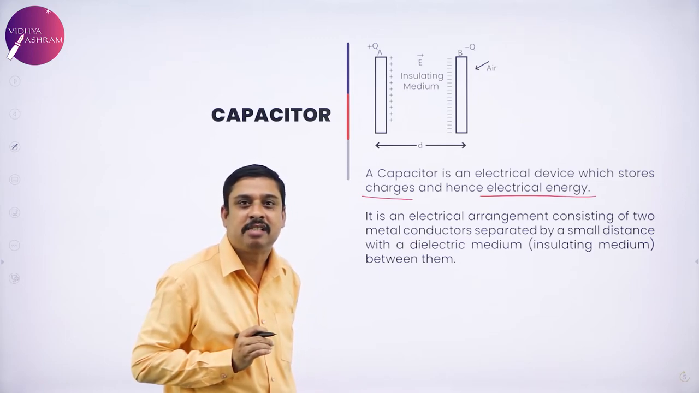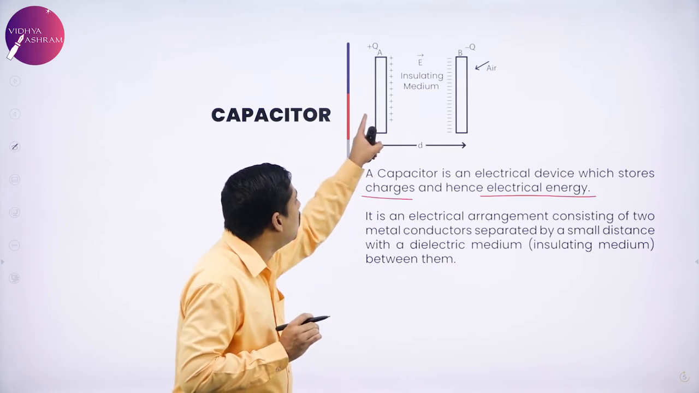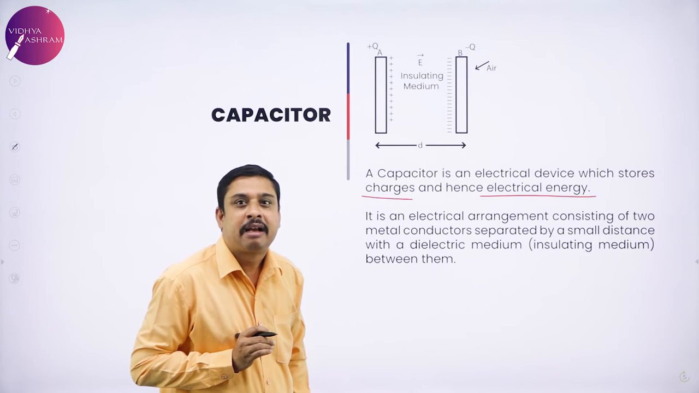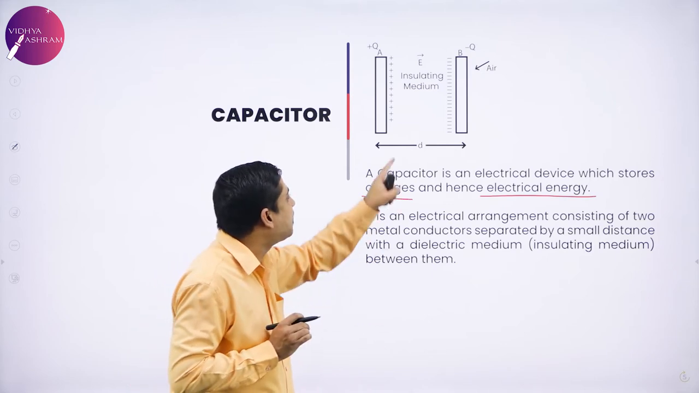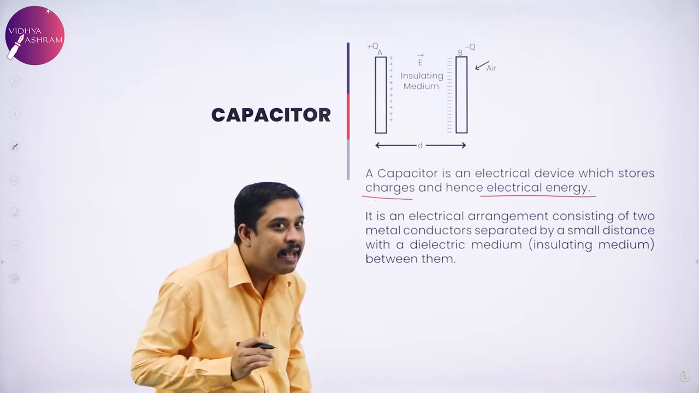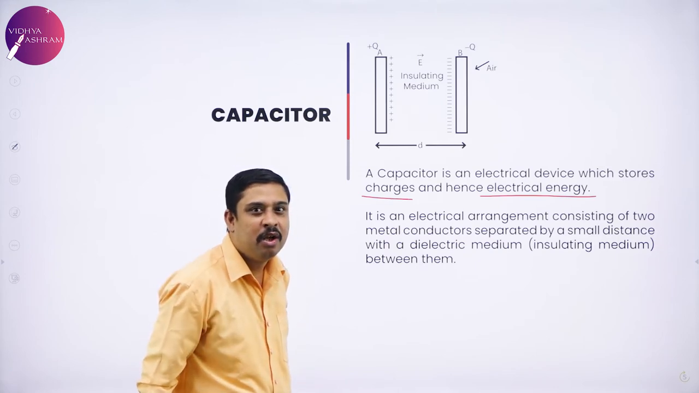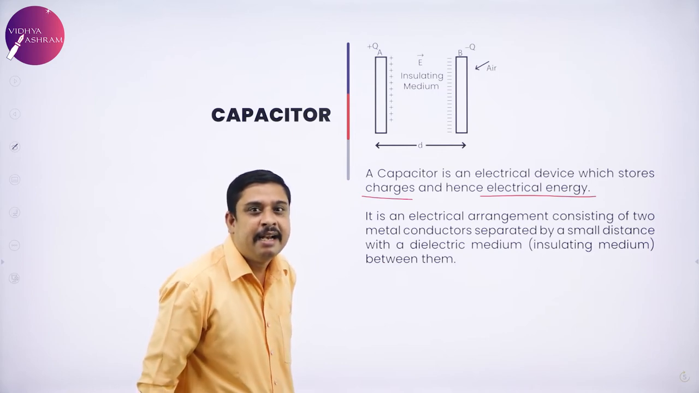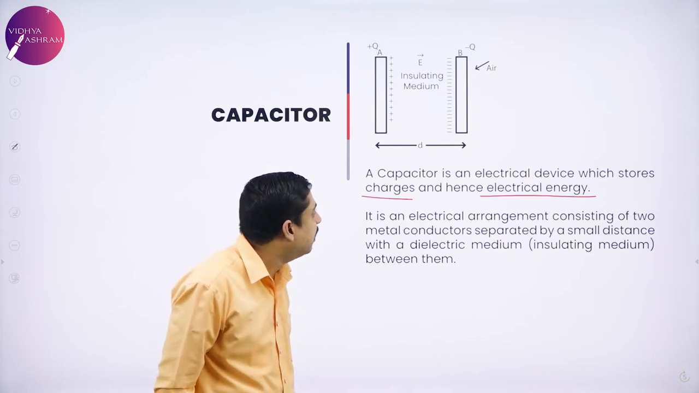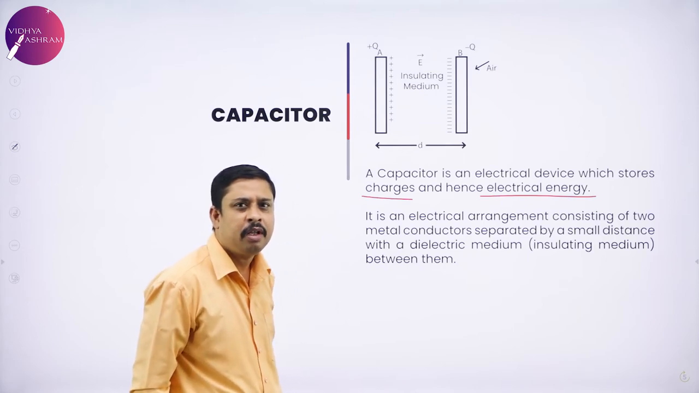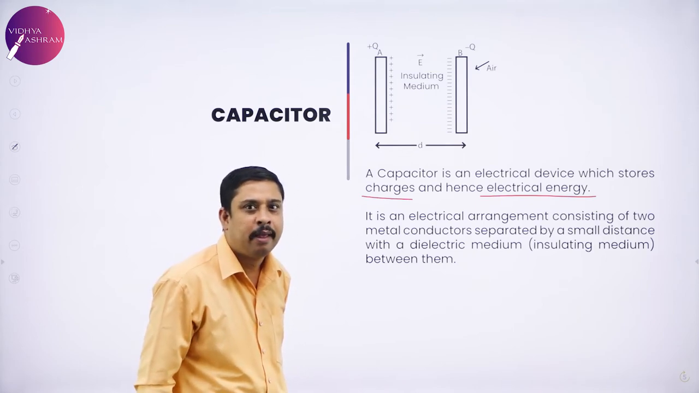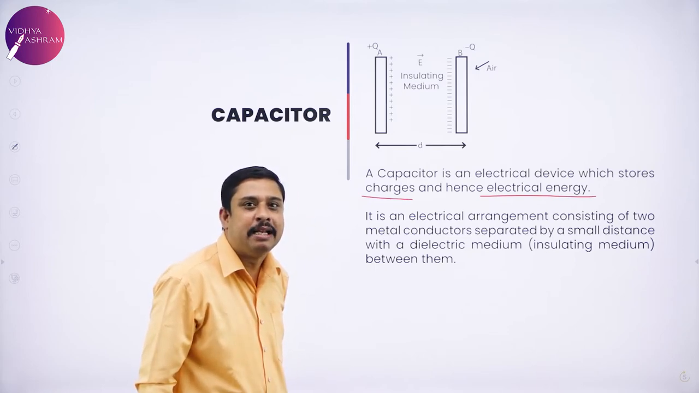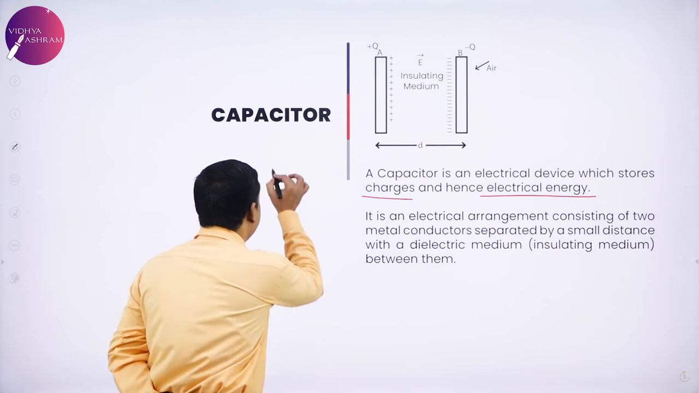So what does a capacitor consist of? Two charged metal plates, conducting metal plates, separated by a small distance. What should be present in between? An insulating dielectric medium. Now, to enhance my thoughts, how do I pictorially represent a capacitor?